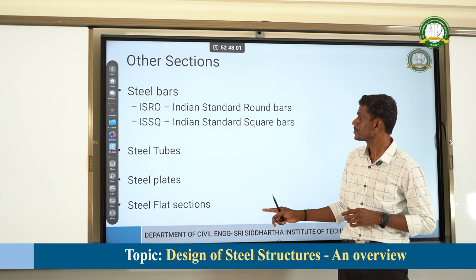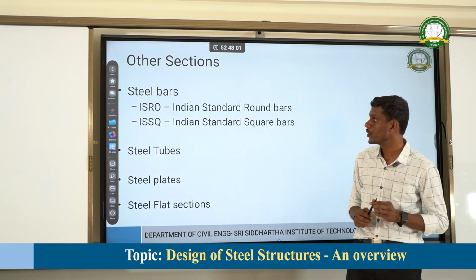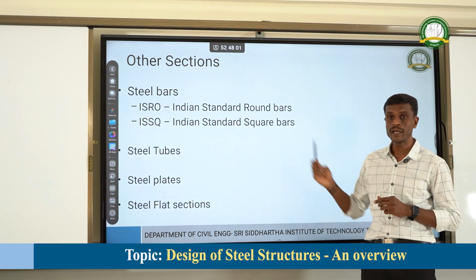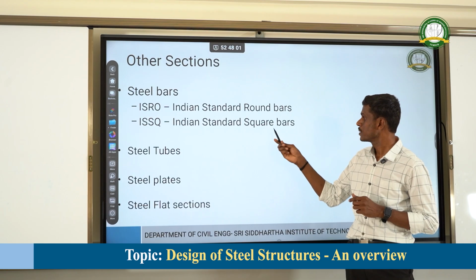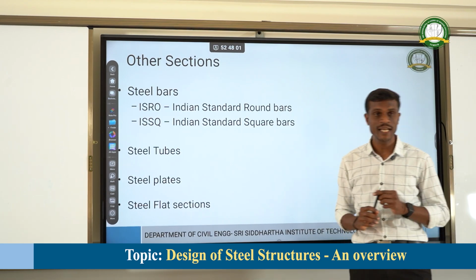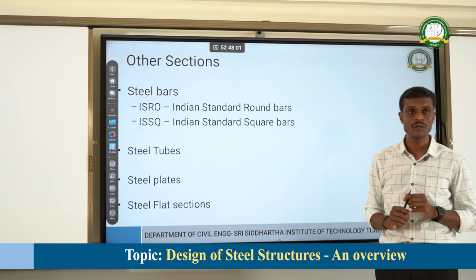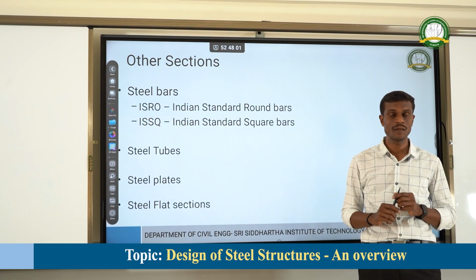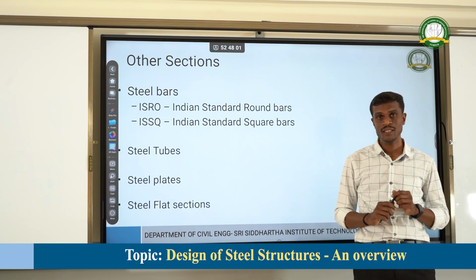Next, other sections are steel bars. So we are going to select steel bars, that is ISRO, Indian Standard Round Bars. So round bars are going to be selected. ISSC, that is Indian Standard Square Bars. And next, steel tubes, steel plates and steel flat sections are going to be used. So based upon the requirement, these steel sections are readily available. So they are going to be taken for the design of the steel structures.